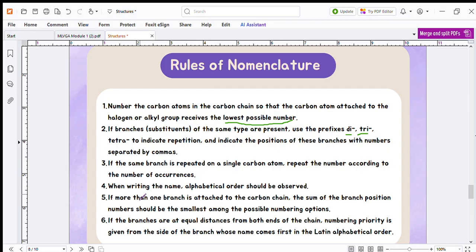These are rules muna. When writing the name, alphabetical order should be observed. So pag magsulat po tayo ng name ng isang compound, kailangan sundan natin muna ang alphabetical pattern. So for example, pag meron tayong bromo and methyl, unahin natin ang bromo sa name, then susunod na po ang methyl. For example, if we have ethyl and methyl, saan po ang mauna sa alphabet? Yung E or M. So it's the E. So mauna po ang ethyl, then the methyl. So magiging klaro lang po ito pag pumasok na po tayo sa examples.